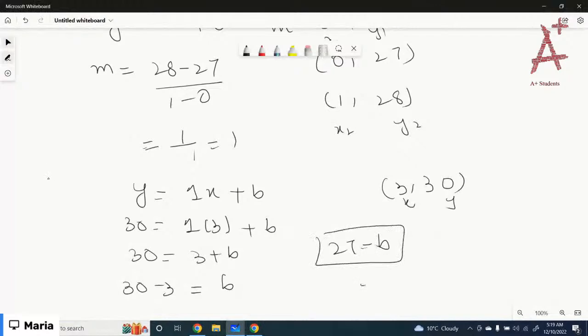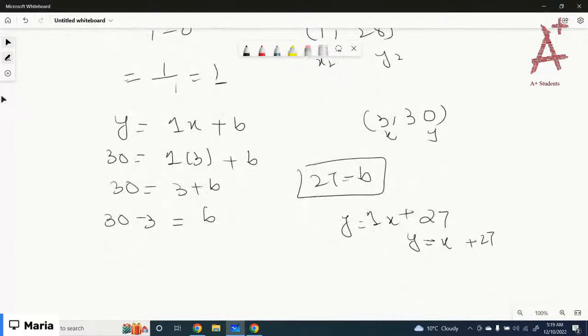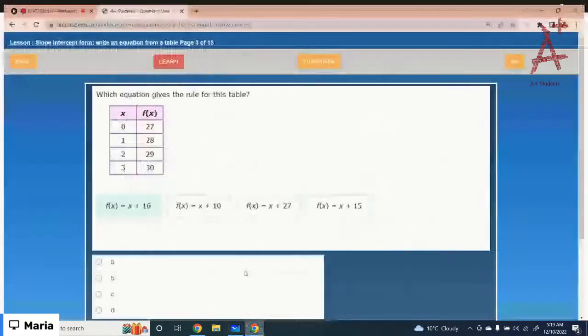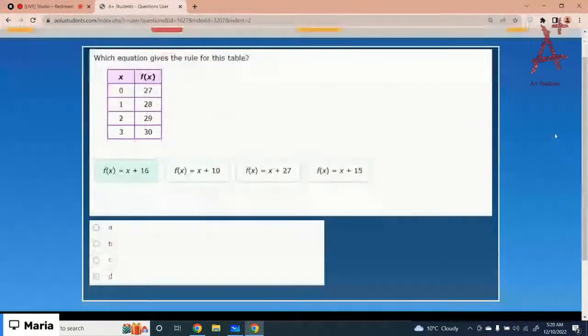Got it? So the equation is y equals, you already have the slope, that is 1. Y equals 1x plus 27. So the equation is y equals x plus 27. Got it? That is the slope intercept form of the table. Y equals mx plus b. So just select the correct option. That would be equation number 3. So to select the option number C, just select the correct option and click on the OK button. Got it?